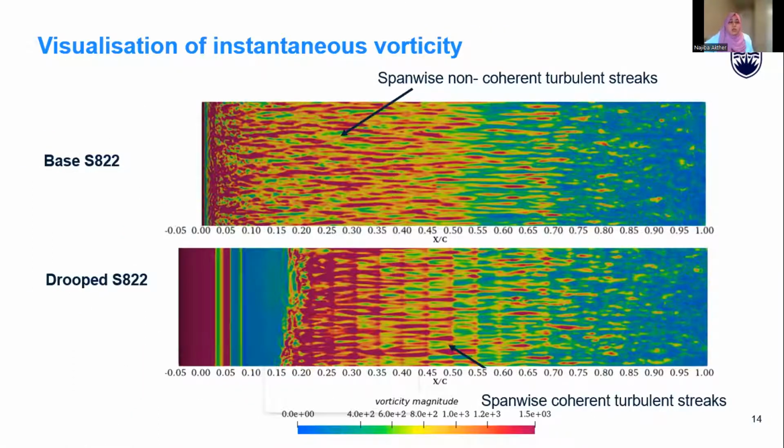The visualization of instantaneous vorticity magnitude can give us an idea about the span-wise coherence. We observed some span-wise coherent turbulent streaks for the drooped case, whereas this span-wise coherence was absent for the base airfoil.